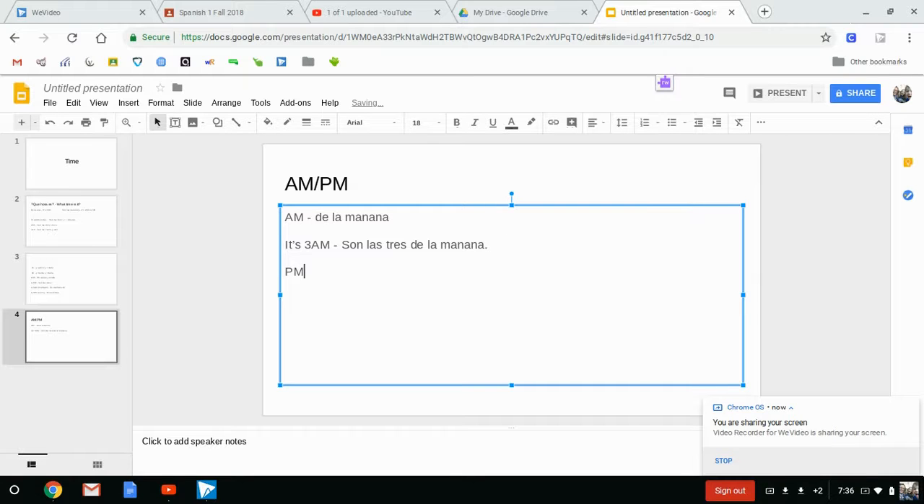PM, you have 2 options here. De la tarde and de la noche. Tarde, we've seen, means afternoon. So if it's in the afternoon, go with tarde. Noche means night. So if it's at night, you'll go with de la noche. So if we want to say it's 5 p.m., that's more tarde. So we'll go with son las 5 de la tarde.